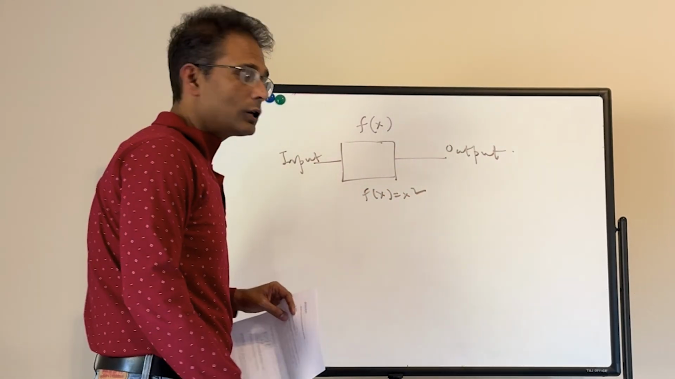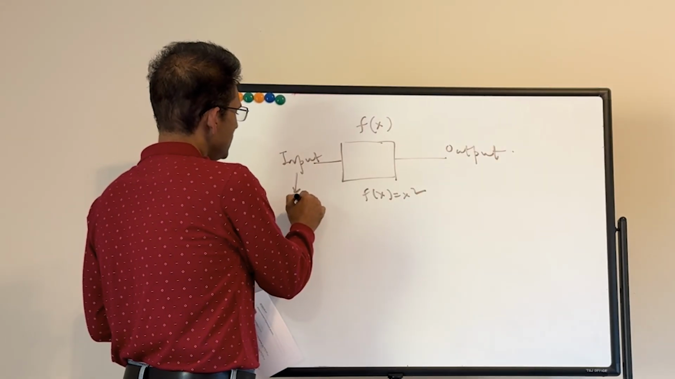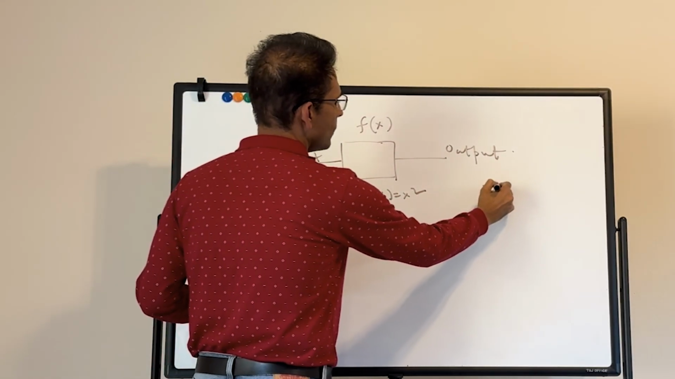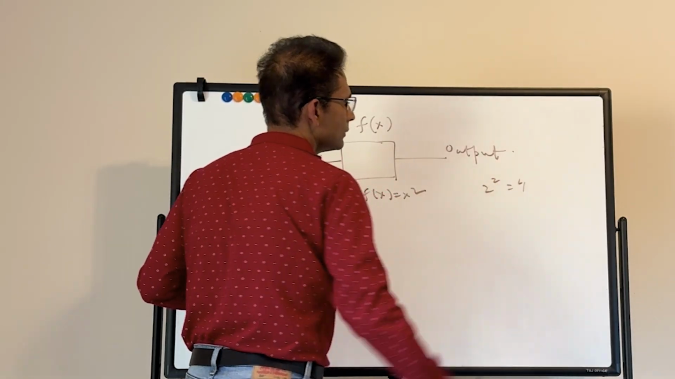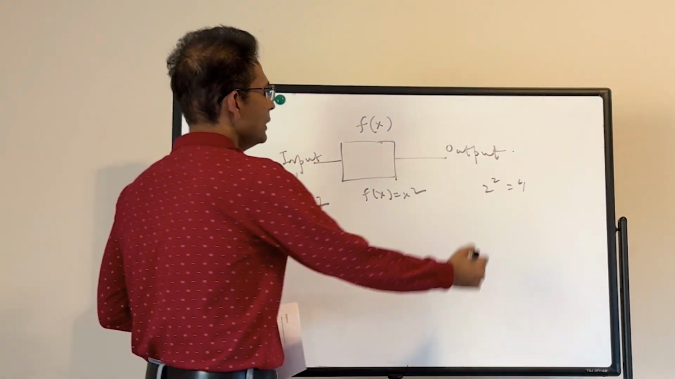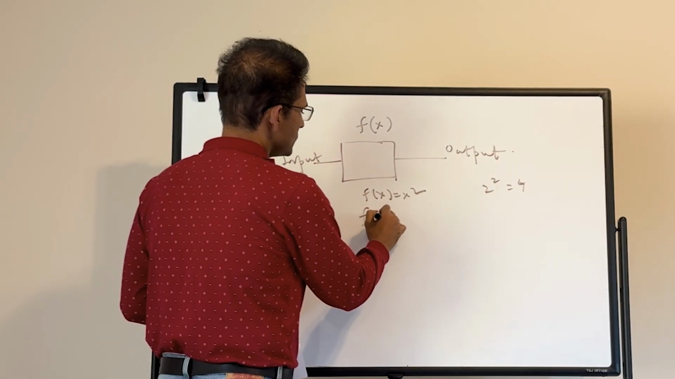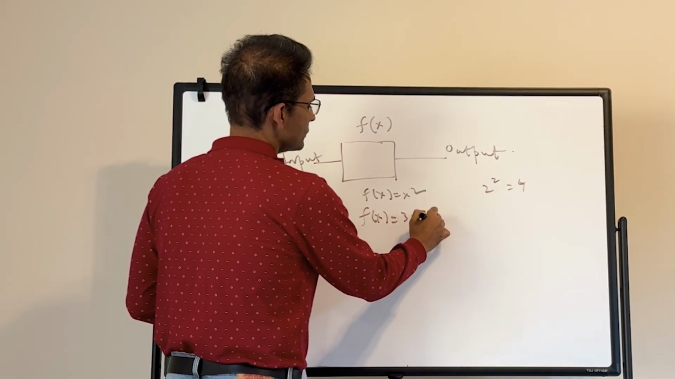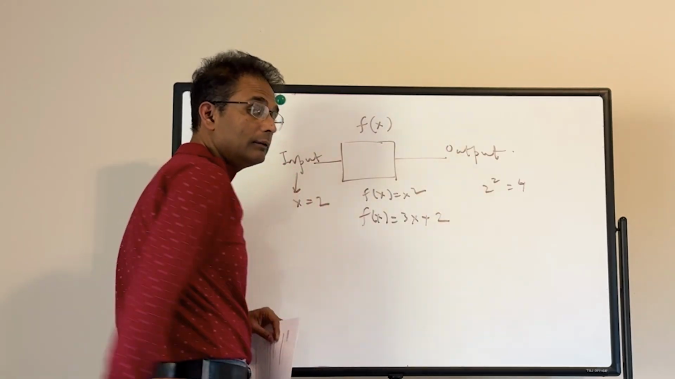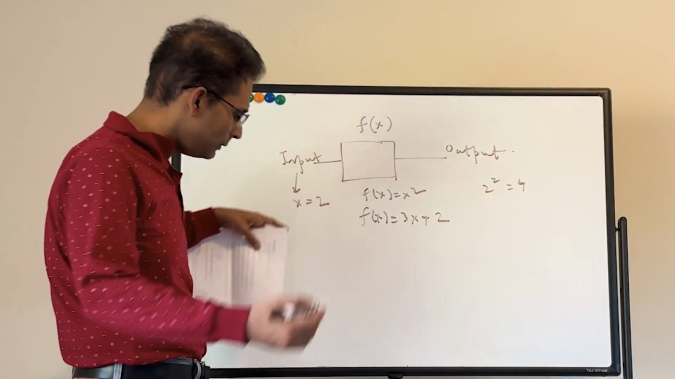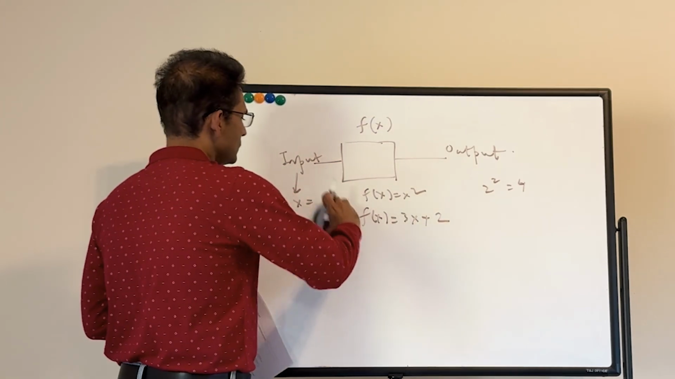All right, so when x, the input, is 2, then f of x is what? It's simply 2 squared, which is 4. So if you take a different function, for example, f of x is 3x plus 2, and let's say x is equal to 7.